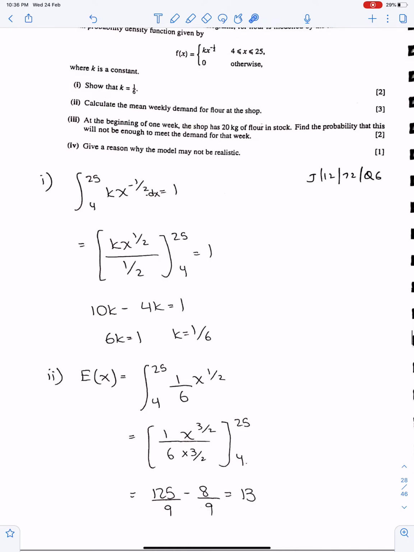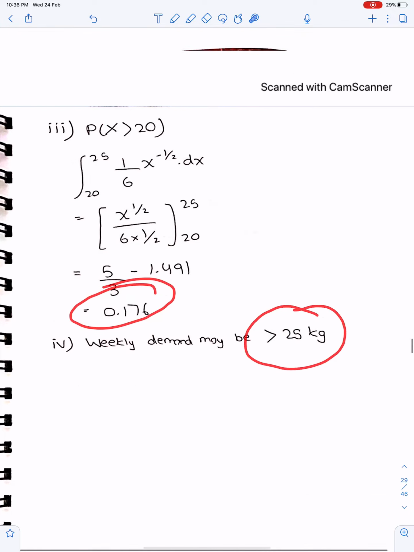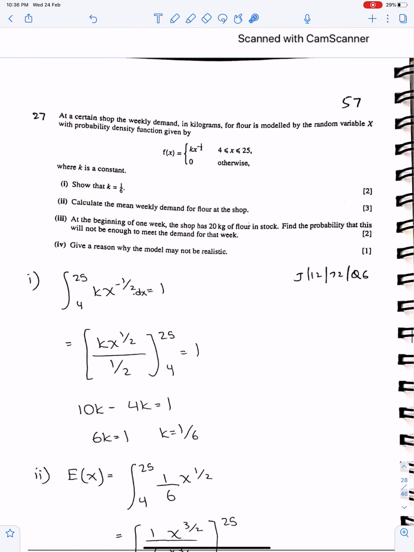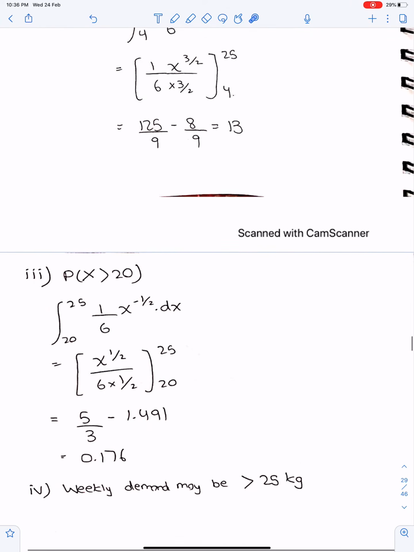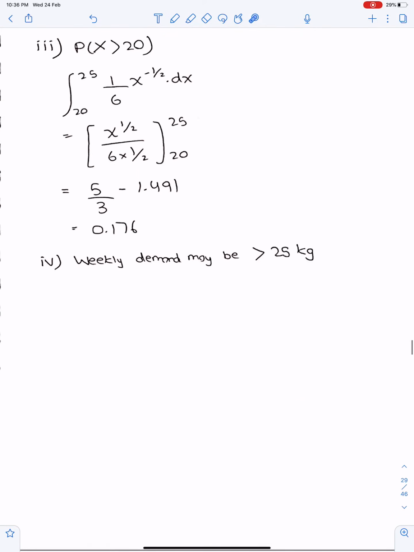Give a reason why the model may not be realistic. Weekly demand may be greater than 25. The model may not be realistic because of the upper limit. Demand could be greater than 25. Therefore, this model may not be realistic. Make sure whenever they say not enough, use the greater sign, because 20 is not enough. So greater sign. And when it says the model is not realistic, that means demand could be greater than 25.